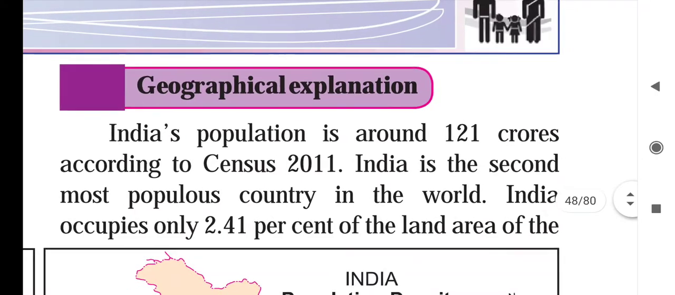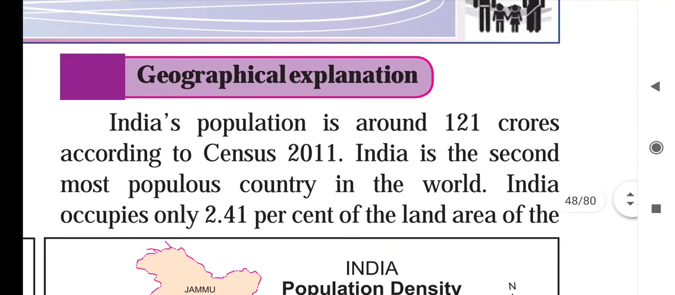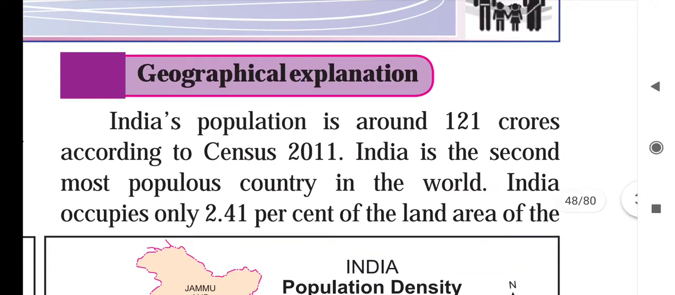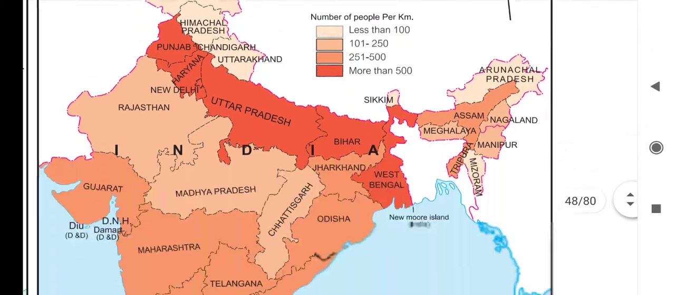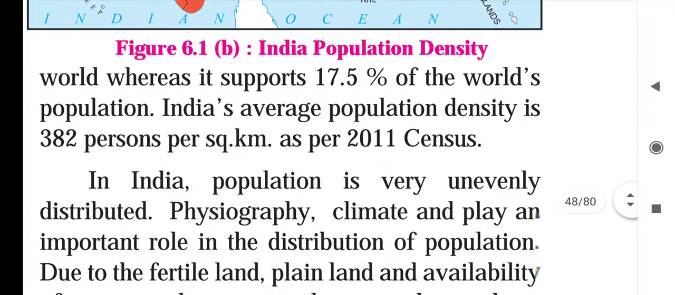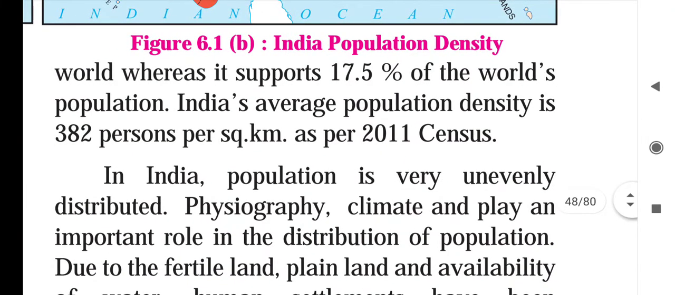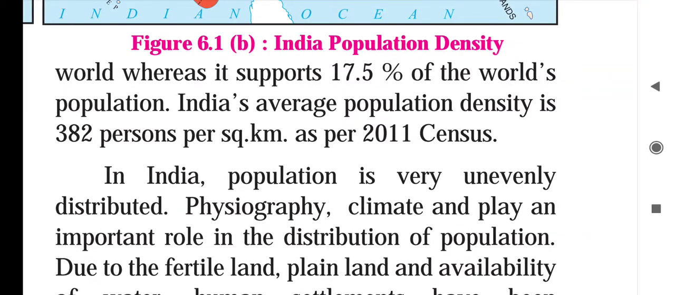India's population is around 121 crore according to the census 2011. India is the second most populous country in the world. India occupies only 2.41% of the land area of the world, whereas it supports 17.5% of the world's population. India's average population density is 382 persons per square kilometer as per the 2011 census.